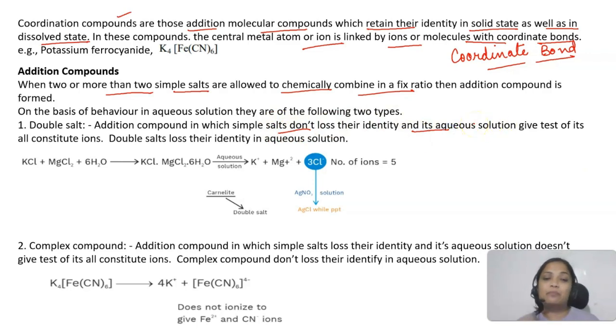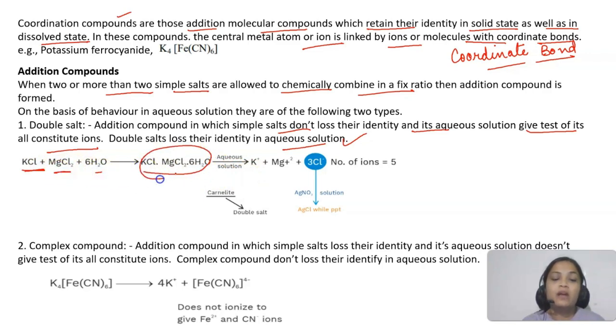Salts will combine chemically, but they will not lose their identity, and its aqueous solution gives test of all constituent ions, that is, we will get the test of every constituent ion in aqueous solution, which means they lose their identity in aqueous solution. For example, here we are making a double salt, KCl and magnesium chloride, so this is a double salt that is formed, but in aqueous solution it will convert back to potassium and magnesium chloride ions. So what is happening in this case? It is losing its identity in aqueous solution.